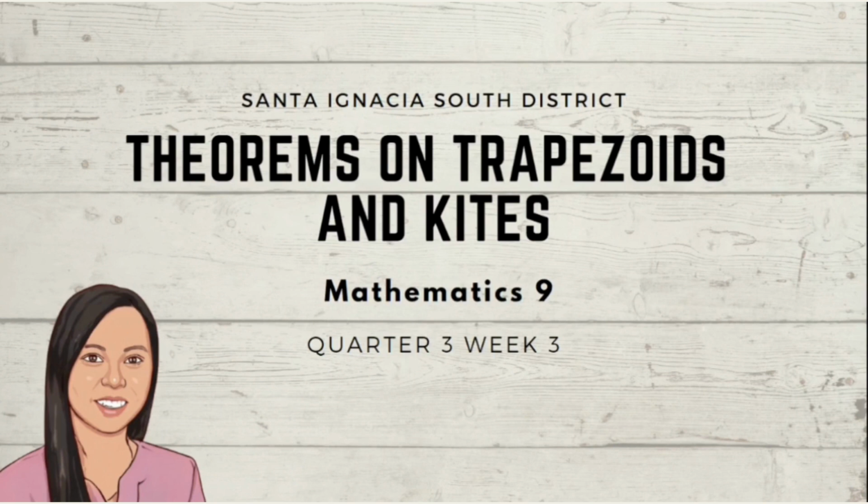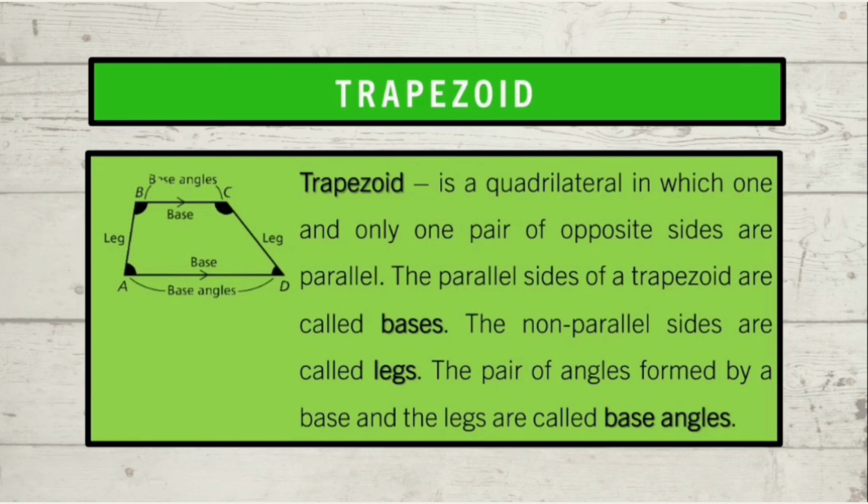Let us define some terms. As we recall, a trapezoid is a quadrilateral in which one and only one pair of opposite sides are parallel. The parallel sides of a trapezoid are called bases. The non-parallel sides are called legs. The pair of angles formed by a base and the legs are called base angles.